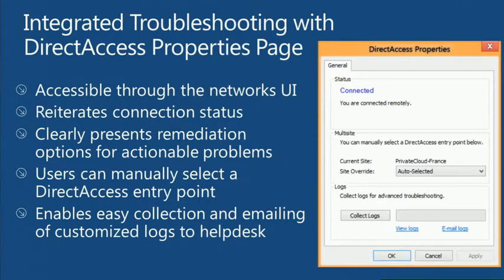In addition to the integration that we've done in the WAN UI, we've also introduced a new troubleshooting page, a properties page for DirectAccess. Like I said before, we don't expect users to typically go here unless they have a problem with their connection. It shows you the connection status again, any remediation information. It also gives you information about what site you're connected to and what your connectivity status is for multi-site.